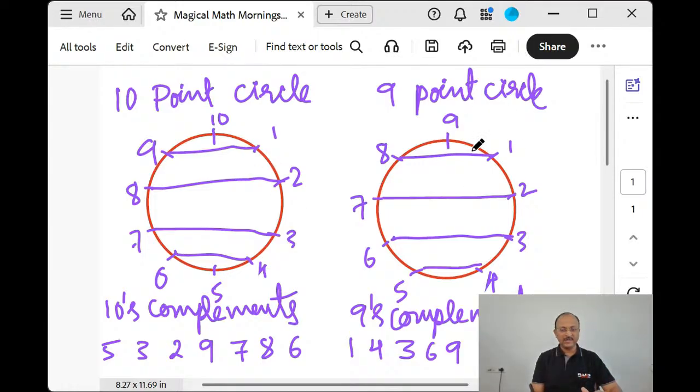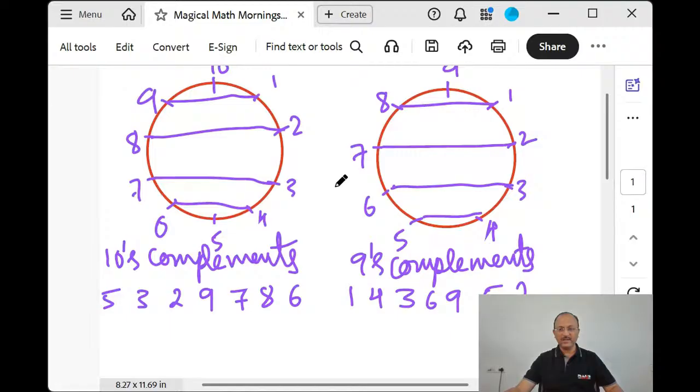Say 9-point circle means we are finding the nines complement of any number. Complement of any number means what? What we add to get that number. So nines complement of 8 is 1. That means for 8, if you add 1, you are going to get 9. Or in other words, 9 minus 8 is 1 or 9 minus 1 is 8. Same, nines complement of 7 is 2, 6 is 3 and 5 is 4. These are the things we discussed yesterday.